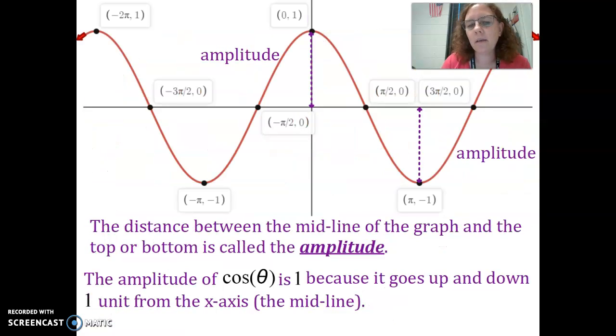Okay, how about amplitude? Amplitude, you remember, is the distance from the midline, which in this particular graph is the x-axis. And we measure from the midline either to the top or we measure from the midline to the bottom. But it doesn't matter whether you do this measurement or whether you do this measurement, either way, you're going to end up with a measurement of 1. I went positive 1 this way. I went negative 1 this way, but that means that distance is a positive 1. The distance in between 0 and negative 1 is a positive 1 unit. So distance here is 1, distance here is 1, therefore my amplitude is 1 because cosine theta goes up and down 1 unit from the x-axis.